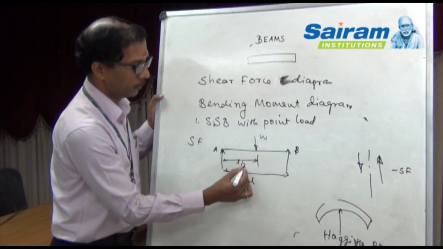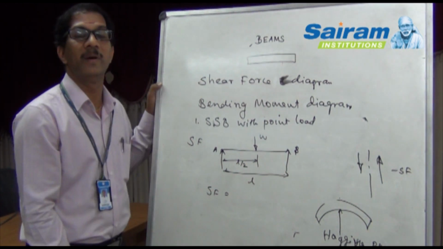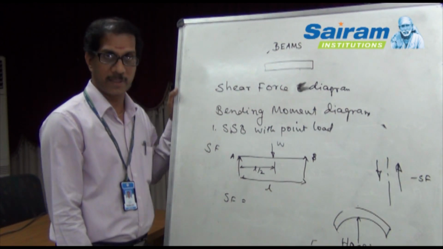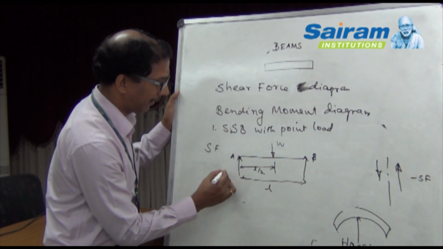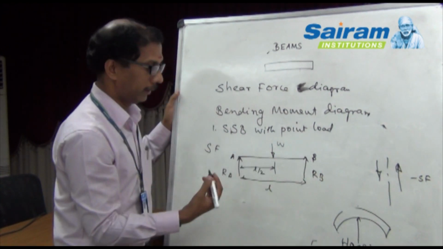Assume this is L by 2. For shear force, we have to consider only the vertical forces. Only the vertical forces we have to consider to construct the shear force diagram. Let RA be the reaction at point A and RB be the reaction at point B.